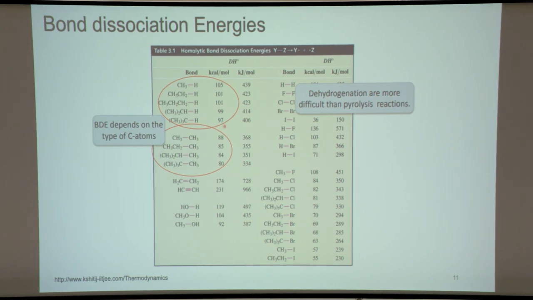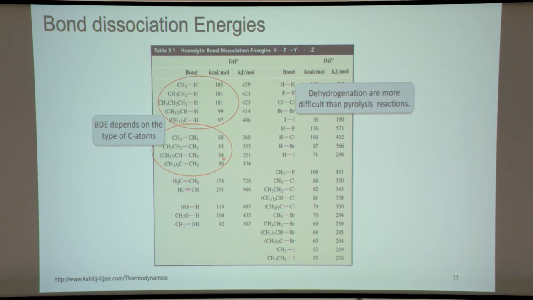So 97 was tertiary. Oh, sorry, these two are the same. This is a secondary and a secondary, just one is in ethane, the other is in propane. And these two are tertiaries, one in isopropyl and one in isobutyl. So you see they're roughly the same. And then these are the carbon-carbon bond dissociation energies. For two methyl groups, the carbon-carbon bond dissociation energy is 88, then 85, also carbon-carbon.